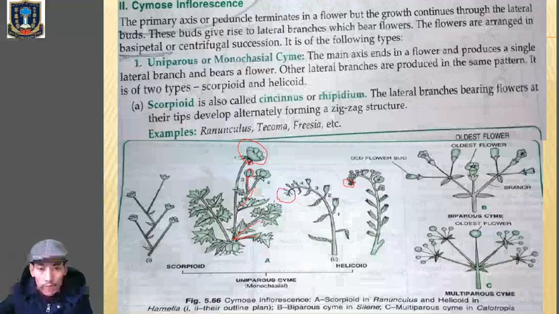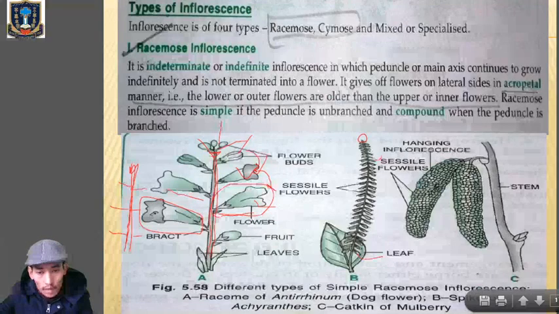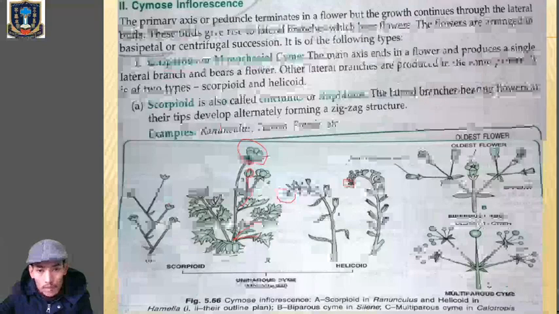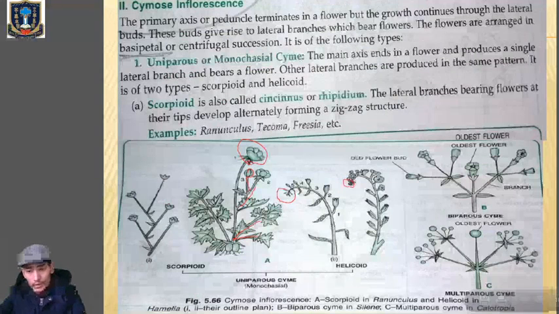But in racemose, if you remember, the lower one was the older one and the upper one was the younger one. Here the upper one will be the older one and the lower one will be the younger one. Clear? You can see the flowers coming out over here. This is the older one and these are the young ones. This is called cymose inflorescence.